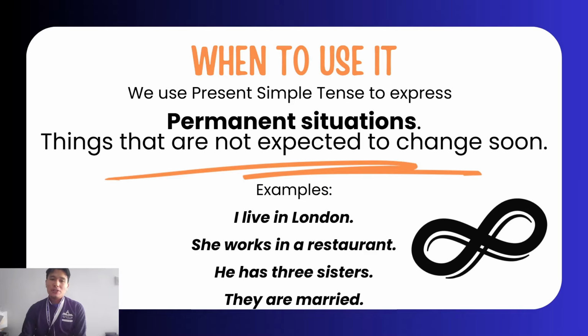We can also use the present simple to express permanent situations, things that are not expected to change soon. For example, I live in London. She works in a restaurant. He has three sisters. They are married.